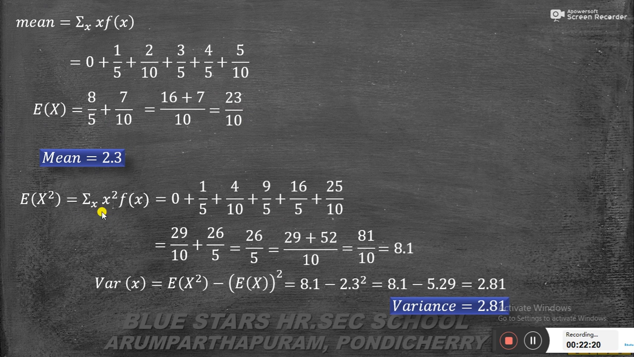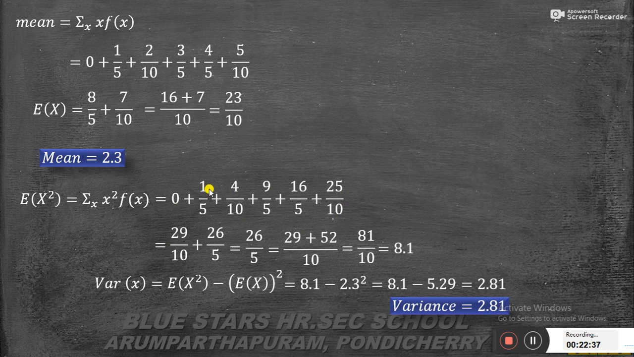Next we calculate the expectation of x square. Expectation of x square means summation x square f of x. We calculated in the tables. So I take those values: 0 plus 1 by 5 plus 4 by 10 plus 9 by 5 plus 16 by 5 plus 25 by 10.